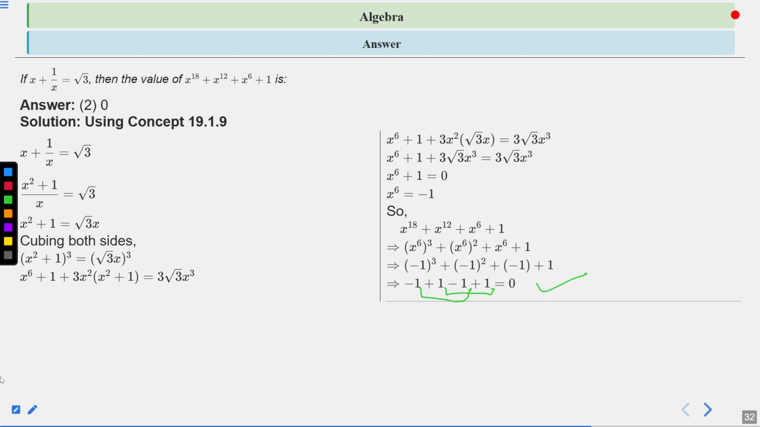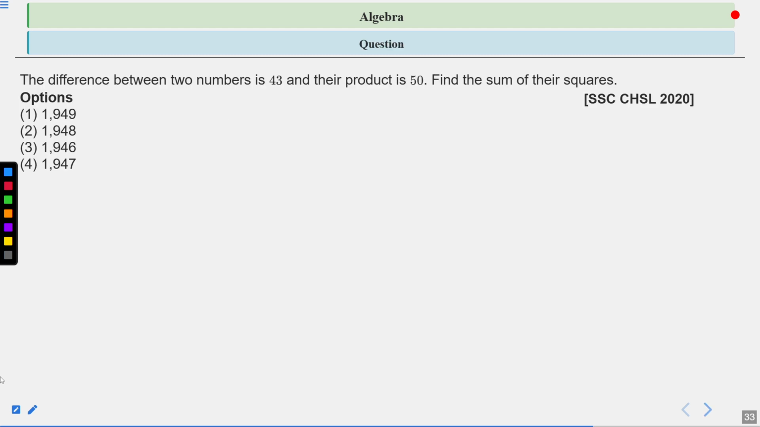Next one. The difference between two numbers is 43 and their product is 50. Find the sum of their squares. This question was asked in the SSC CHSL exam in 2020. There are four options: first one is 1949, second is 1948, third one is 1946, and fourth one is 1947.